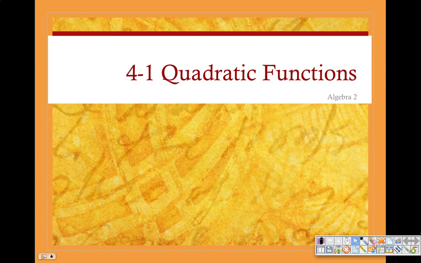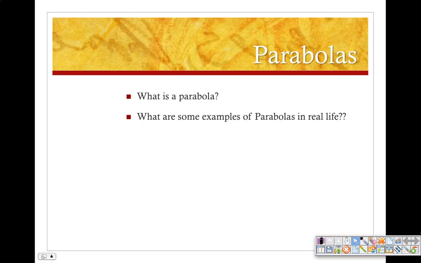Today we're going to cover quadratic functions, section 4.1. Up until now, you've dealt with linear functions. Now we're going to deal with quadratic functions. Let's look at some real-life examples here. But before we do that, let's look at parabolas.